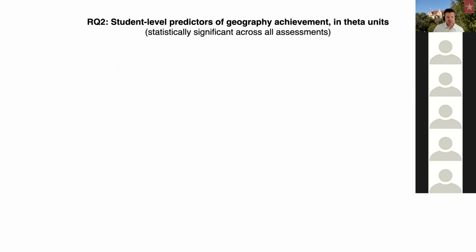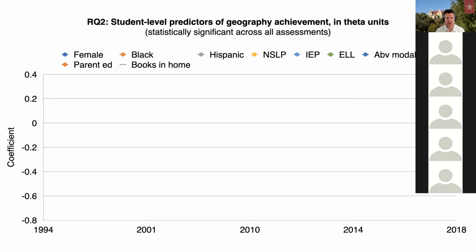And now for the second research question, looking at the student characteristics, what I'm going to do here is summarize the results for the student characteristics that were significant across all 5 assessments. These are those variables that you see along the top. With each of these student variables, the model is going to generate an estimate relative to a comparison group.